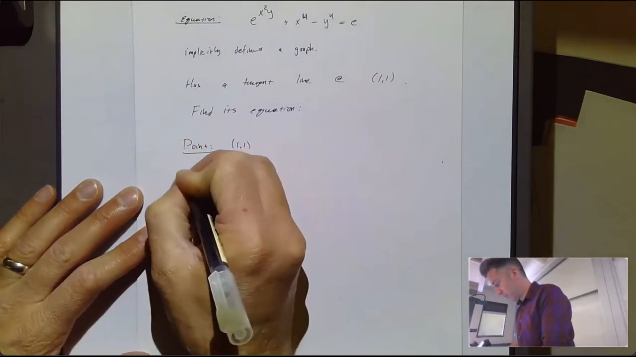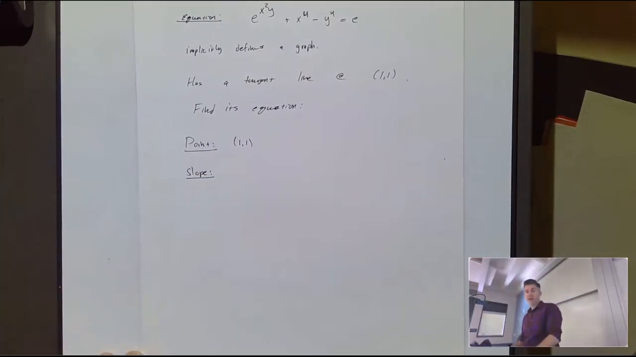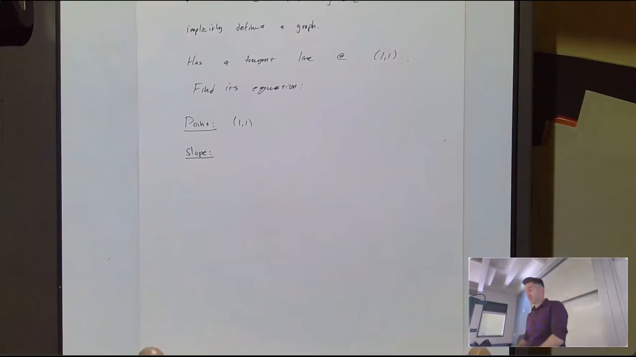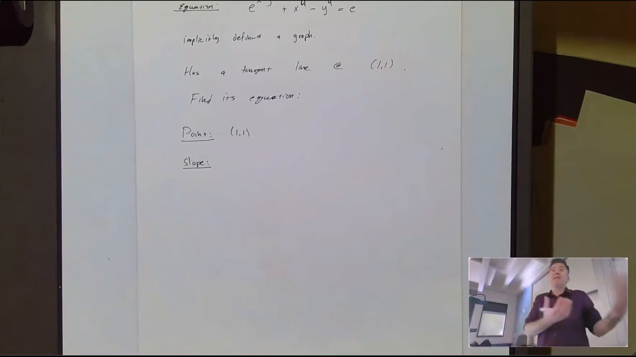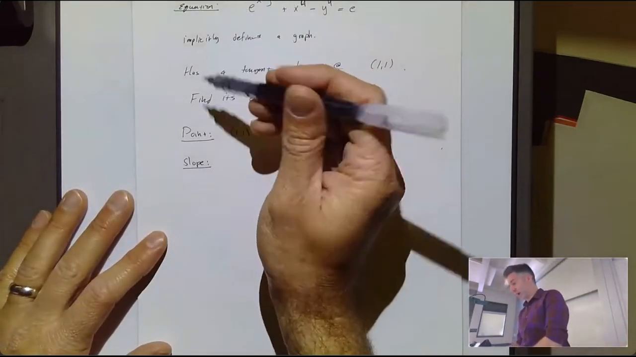We need the slope. And just like before, we're going to find the slope by finding the derivative. But in this case, we have to use implicit differentiation to find the derivative. So again, with implicit, we're always making the implied assumption that y is a function of x. Even if that's not 100% true, it's true enough that we're going to do it. So I'm going to take the derivative of e to the x squared y.